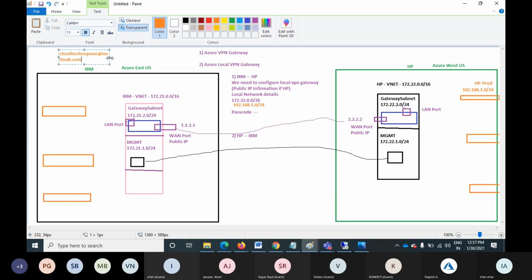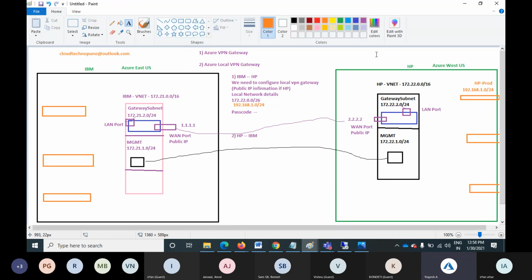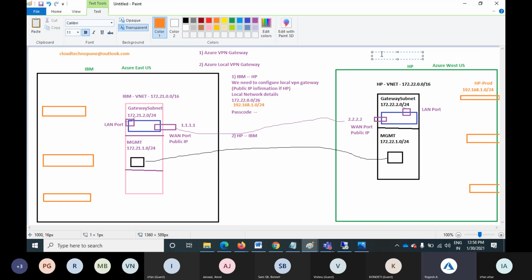pune@outlook.com. Under that particular account I have two subscriptions, and I have one more account with my personal email address, gmail.com. We will use the other account to deploy the HP infrastructure, and then we'll do the connectivity between on-prem and cloud.